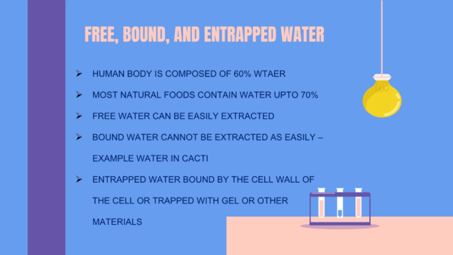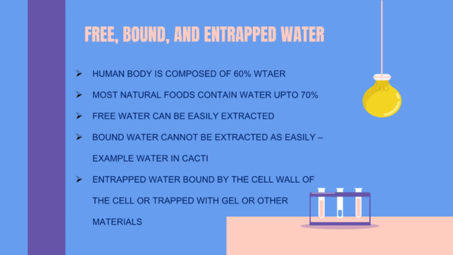Most natural foods contain water up to 70% of their weight or greater unless they are dehydrated, and fruits and vegetables contain water up to 95% or greater. Water that can be extracted easily from foods by squeezing or cutting or pressing is known as free water, whereas water that cannot be extracted easily is termed bound water. For instance, if you were to squeeze grapes, we can easily extract the liquid.